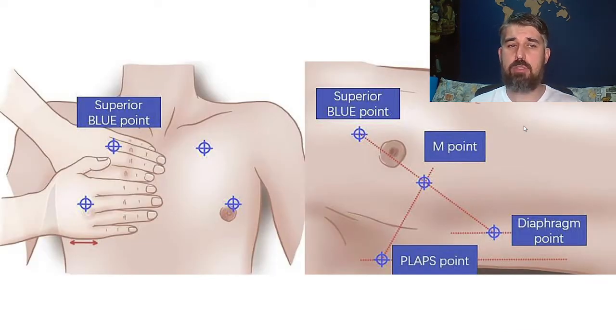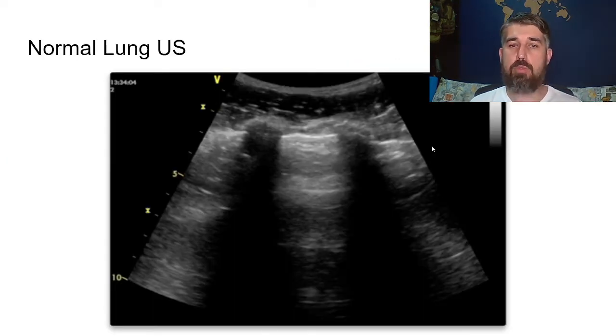We are going to use the eFAST, or the FAST protocol extended with the BLUE protocol. So we will have these extra points to probe, at least these main 6 points, sometimes 8, sometimes you just probe the thorax all along. So the minimum is 6 points at least. And what do we want to see? This is a normal lung.